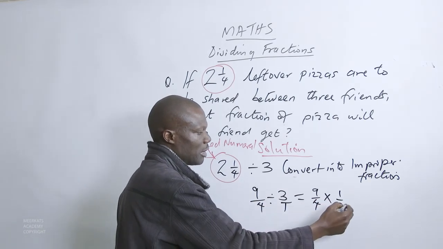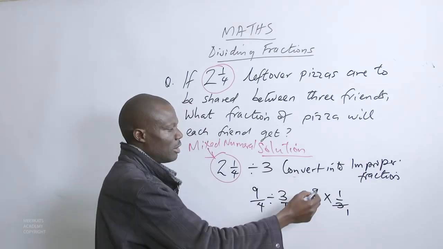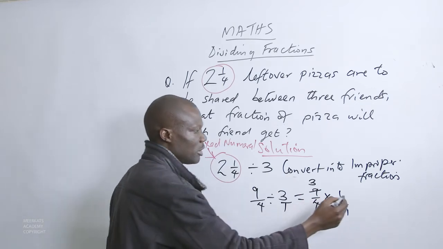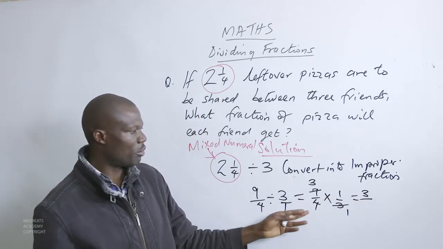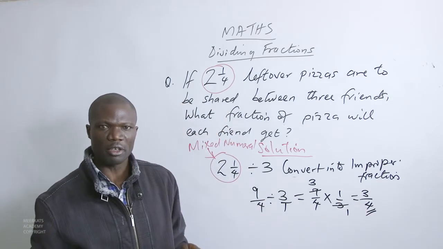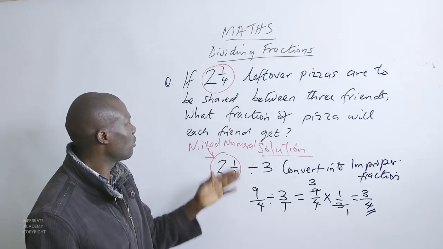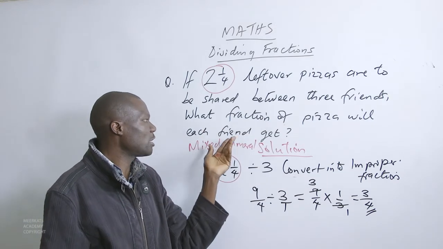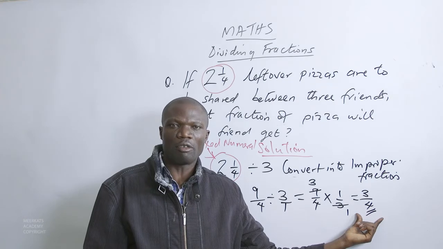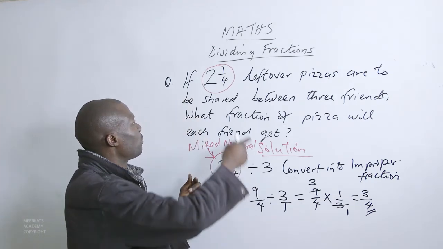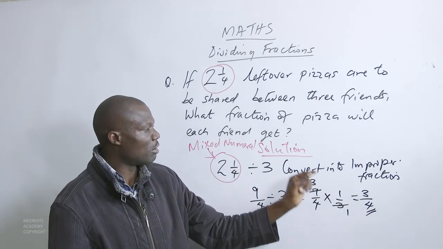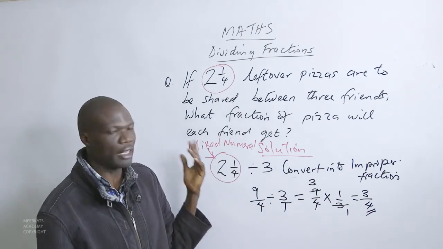So when you cancel diagonally, 3 by 3 is 1, 9 by 3 is 3. So we are remaining with 3 times 1, which is 3, over 4 times 1, which is 4. So let us get back to the question and see what they were asking for. The question was, what fraction of pizza will each friend get? We are finding that each friend will get 3/4 of the leftover pizza that they had.